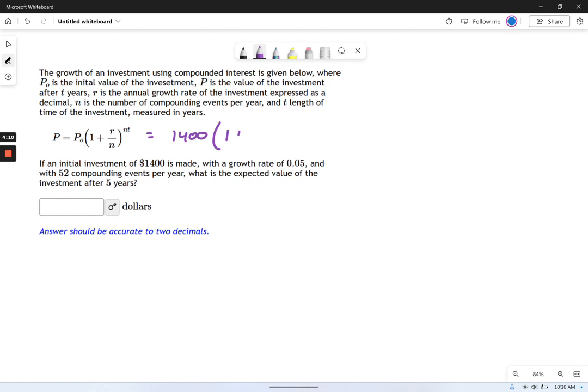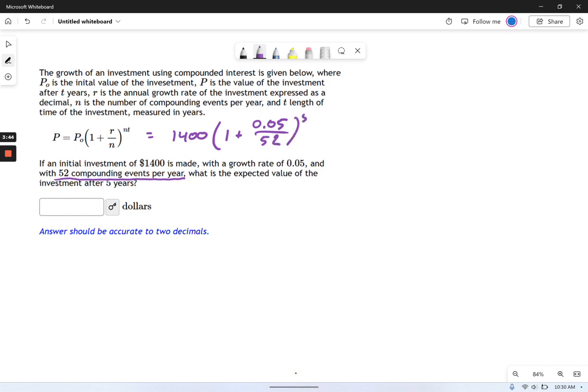times, and now look what I'm doing. I'm just putting exactly what the equation tells me to. What's R? Okay, R is the growth rate of 0.05. What's N? N is the number of compounding events per year, right? It told us that up here. And if I read carefully, I can see that it says 52 compounding events per year. So N is 52.